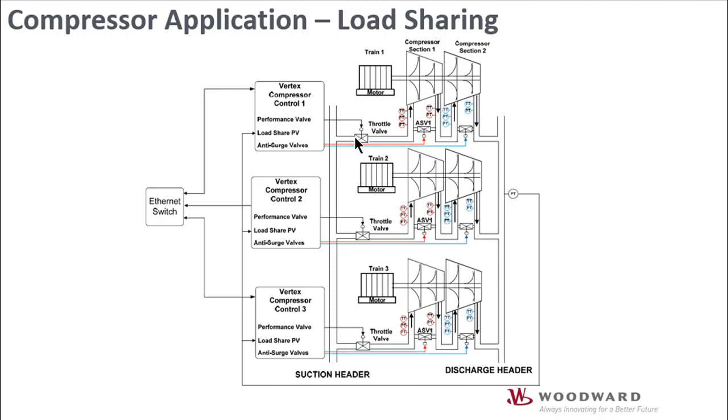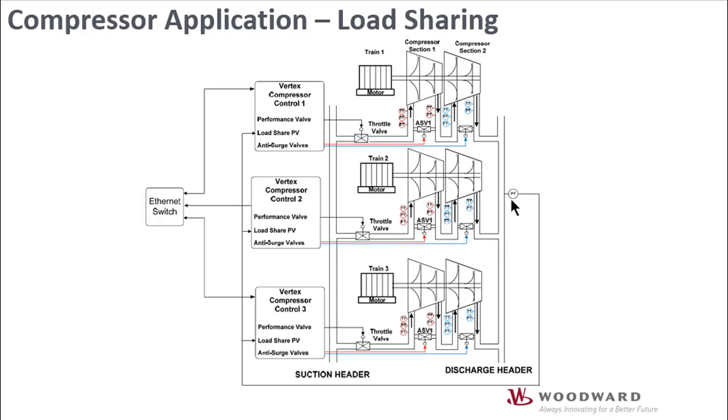The throttle valve is modulated from the performance valve output, and that is used in this application to control the local discharge pressure of section 2 while operating in performance mode. So the throttle valve controls the amount of flow through the compressor in order to maintain this pressure at the set point. And then when each of these is in performance mode, they're doing that independently.